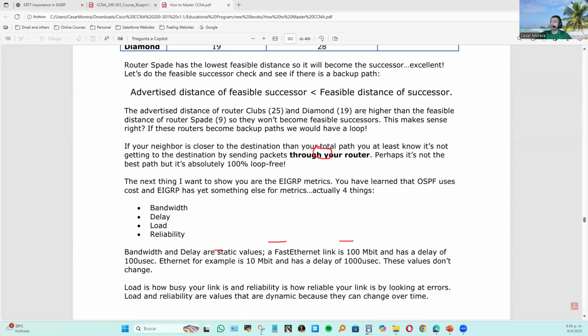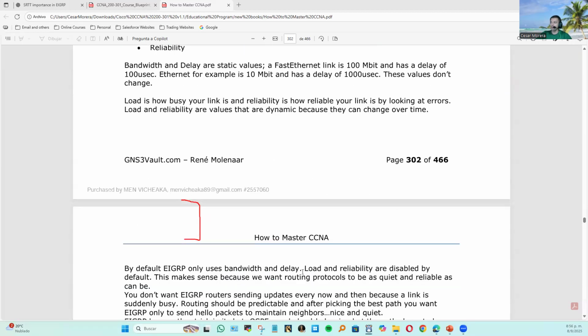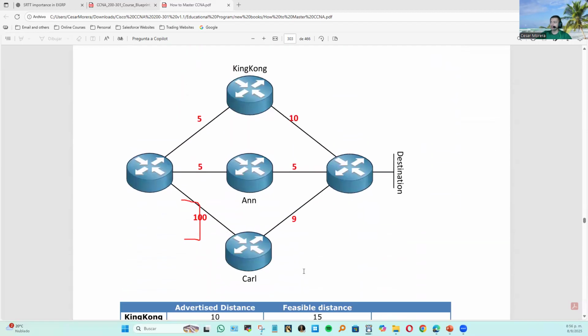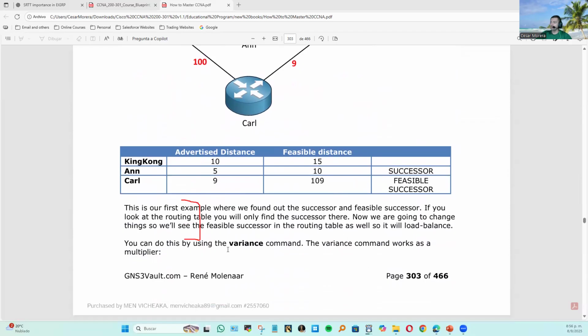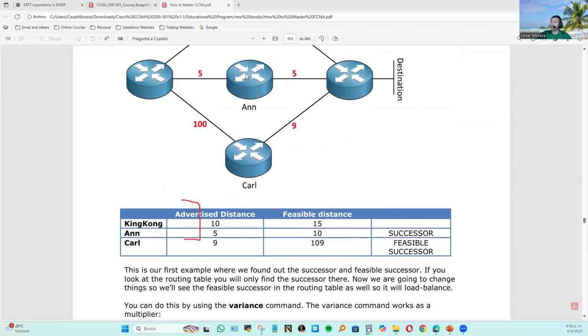Okay, and these are the metrics that we commented before, and we were talking about those. Do you guys remember the metrics? We have bandwidth, delay, load, and reliability. Those are the specific metrics for EIGRP. What else are we missing? Okay, this is more calculations. We already went over that one. Carl, Anne, and King Kong, and we already studied about those.